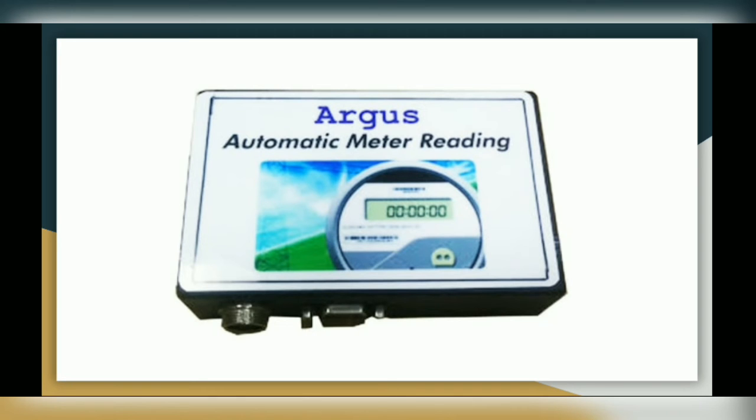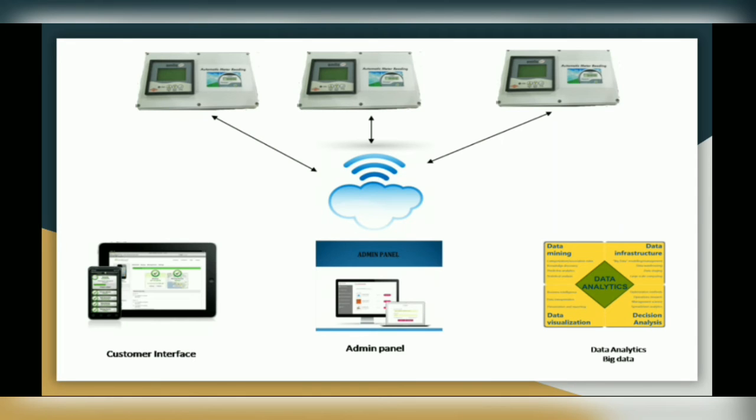So this is one of the company's automatic meter readings. The company name is Argus, automatic meter reader, that is AMR. And this is the diagram. In this diagram you can see how this AMR collects the data: customer interface, admin panel, data analysis, big data. So this data is collected by this AMR, and by using this data you can implement some strategy to decrease or reduce the consumption.